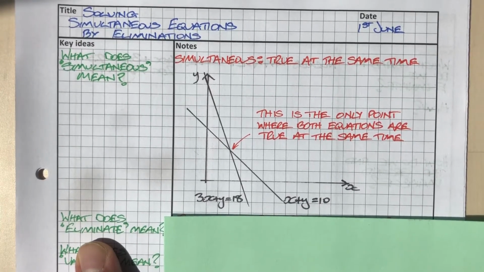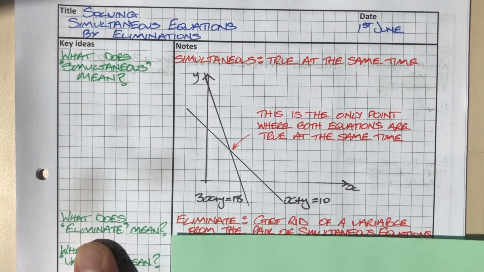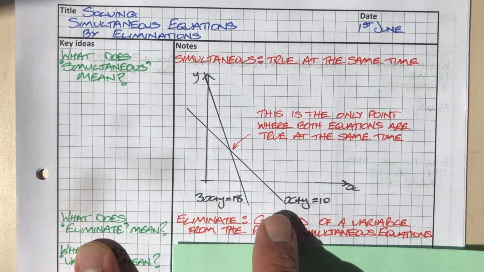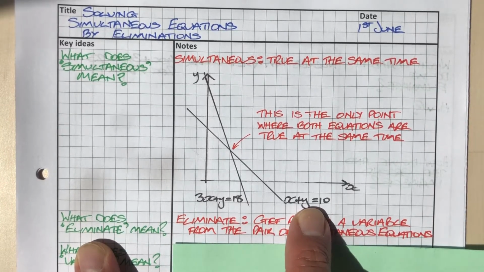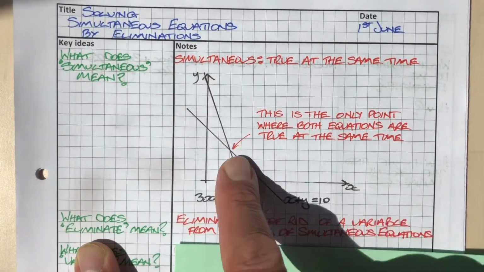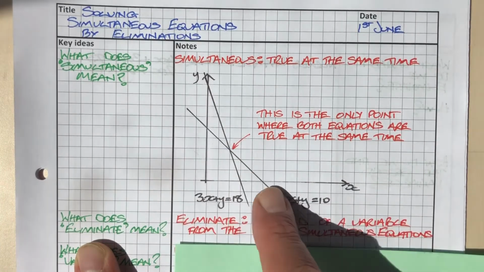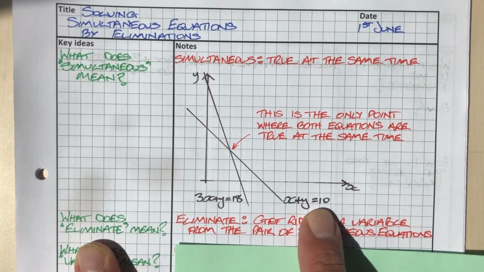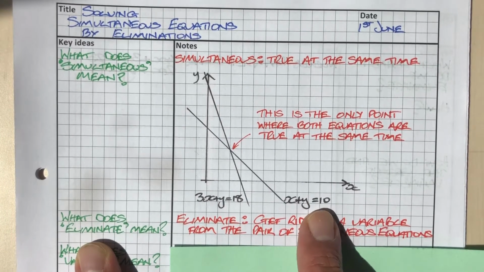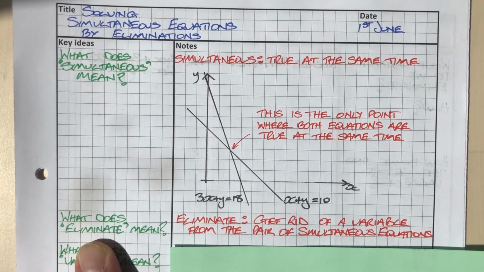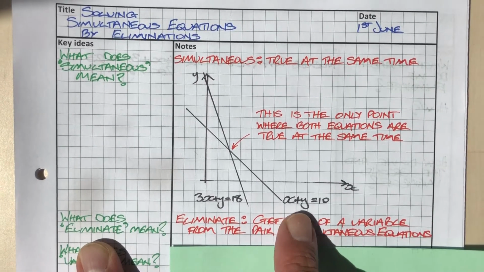So we need to know, what does the word eliminate mean? Well, it means to get rid of. So both of these equations have got x and y in them. And that means, well, this equation is true everywhere along its length. I can come up with any number of different amounts of x and y that add together to make 10. I could have 2 and 8, 10 and 0, 9.5 and 0.5, -1 and 11. There's no limit to the number of values that make this true.